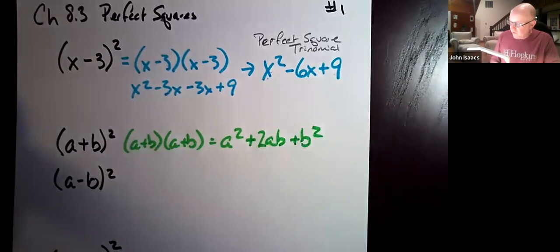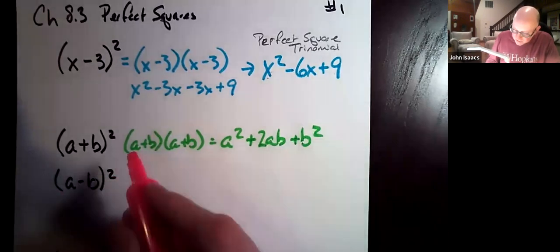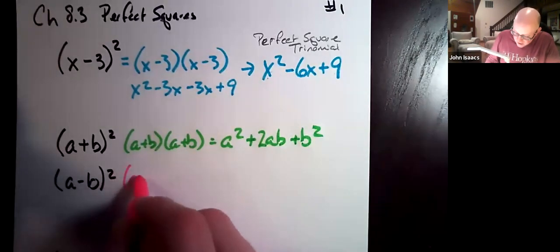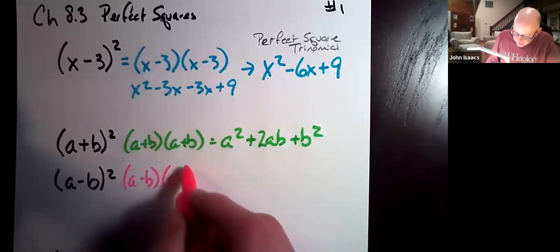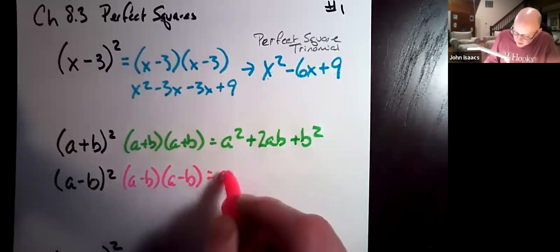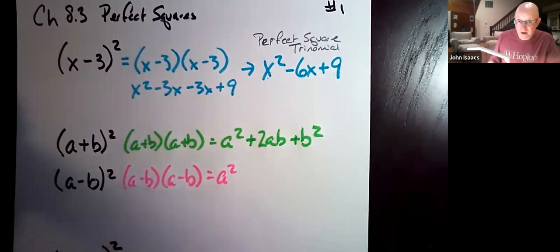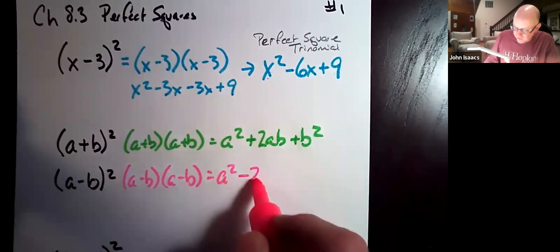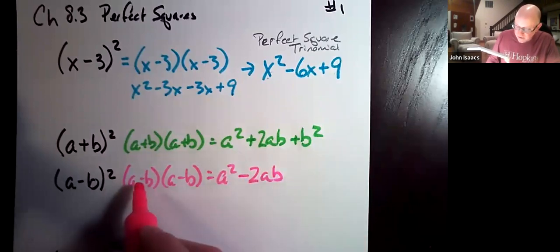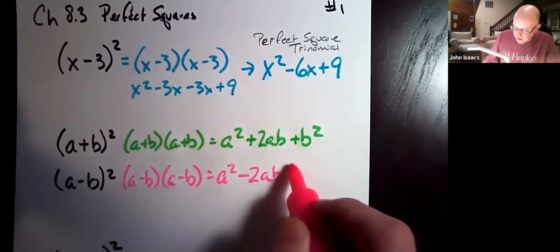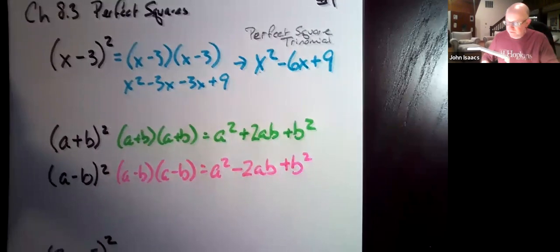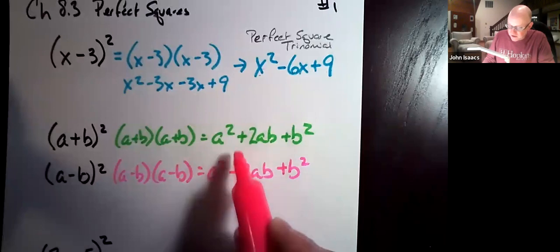All right. If we use subtraction, a minus b squared, a minus b times a minus b equals a squared. Now, minus ab and minus ab, my outers are a times negative b, and my inners are a times negative b. So they're both negative ab. So we wind up with 2 negative ab. And then negative b times negative b, that's positive b squared. Now notice the only difference here is this negative sign.